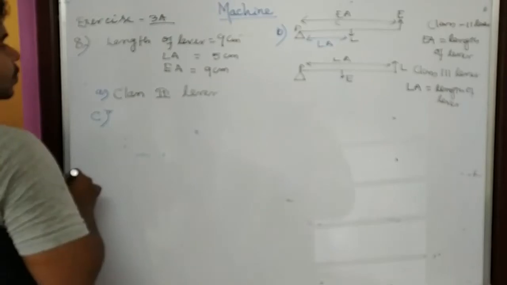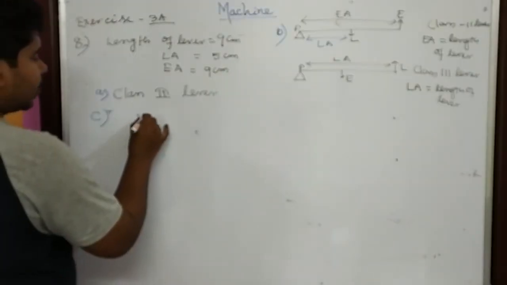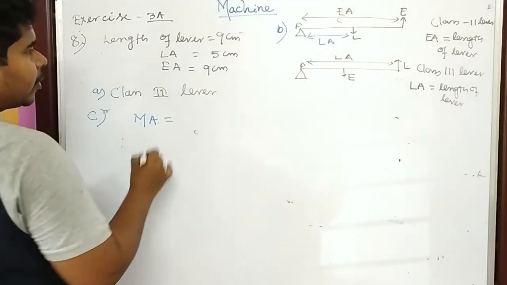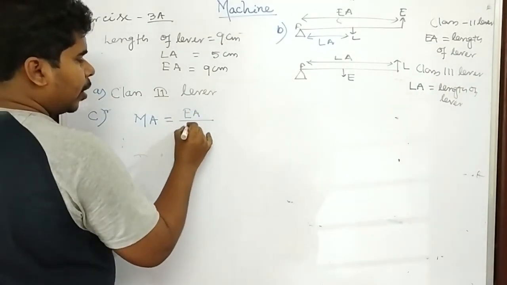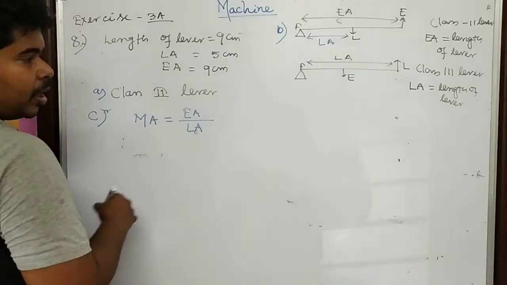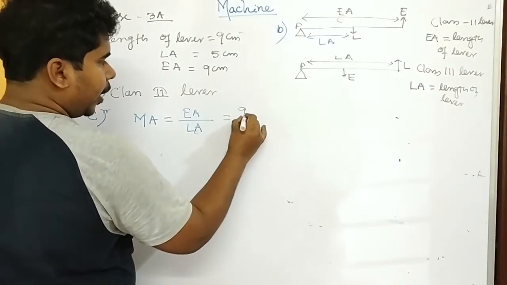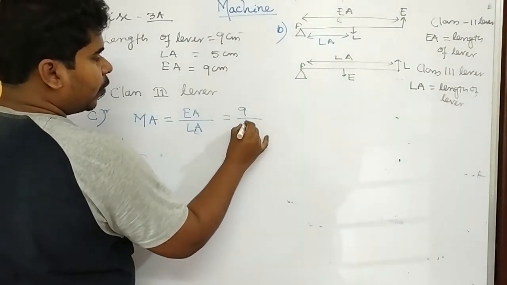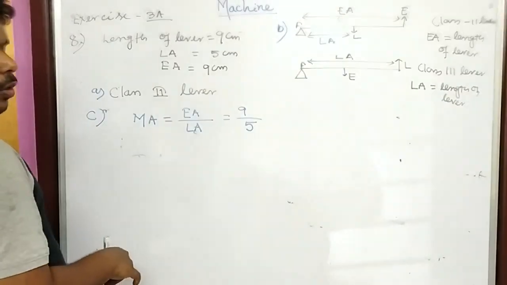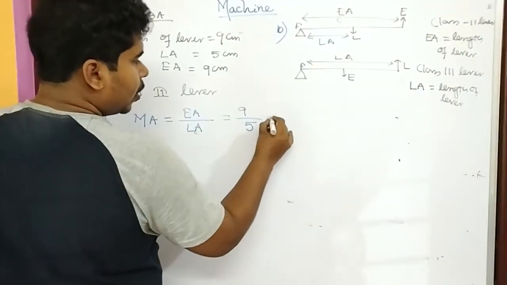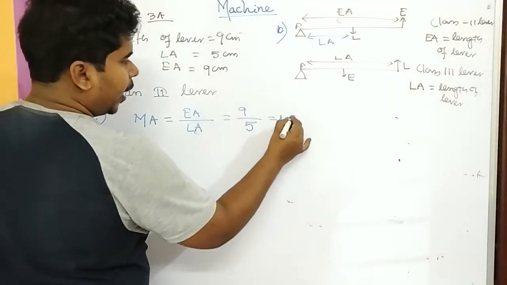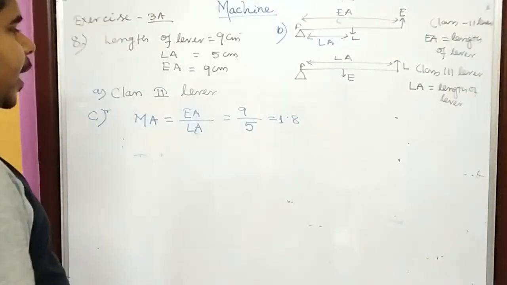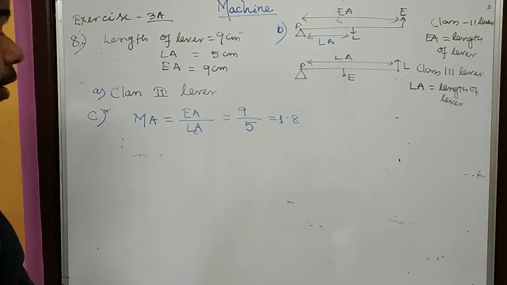C portion, mechanical advantage. Mechanical advantage is equal to effort arm by load arm. Effort arm is 9, load arm is 5. If I want to find it in decimal, 5 ones are 5, and it comes to 1.8. So 1.8 is the mechanical advantage.